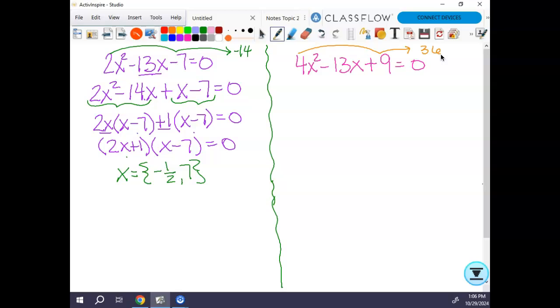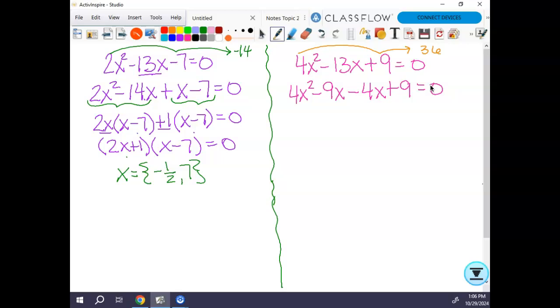Now when you're doing this, think about it this way. They have to multiply to give you a positive 36. So if this is negative, that means both numbers are negative. Okay? And what would those two numbers be? Negative 9 and negative 4. Good. All right, so we're going to do 4x squared minus 9x minus 4x plus 9 equals 0.